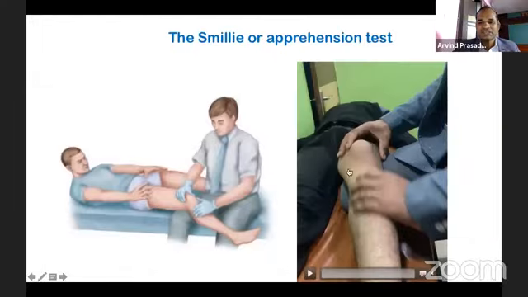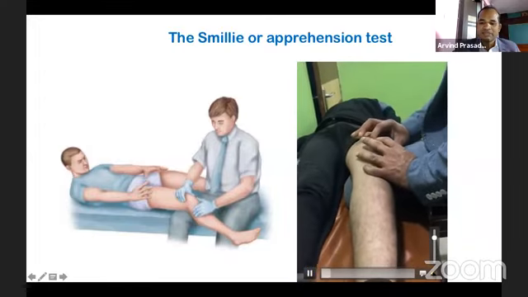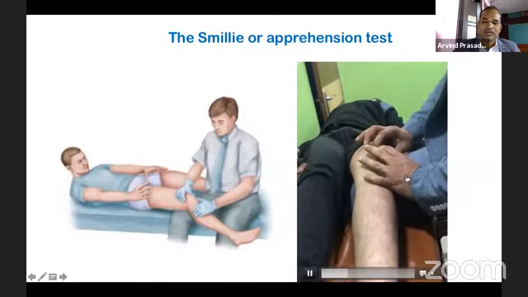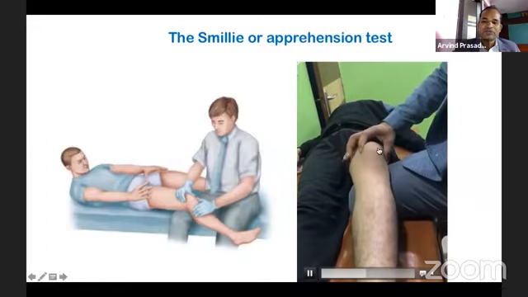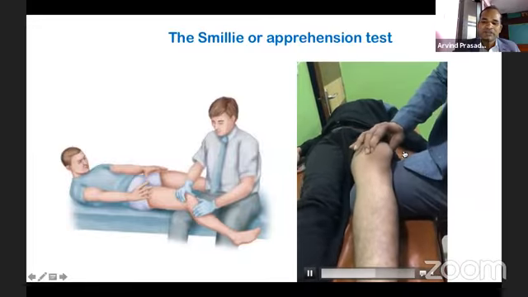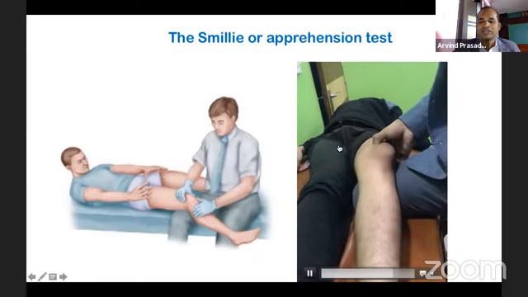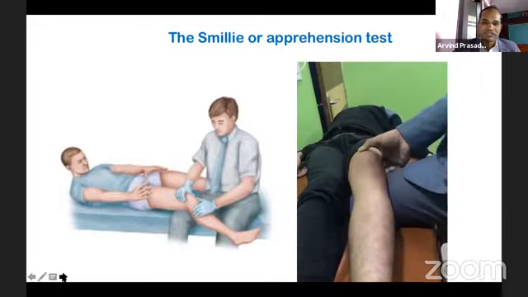The next test is the apprehension test. The knee should be at 30 degrees flexion. That can be done by either putting the thigh under the knee, or then displacing the patella from the medial to the lateral side. When there is apprehension, the patient will have pain, or he will stop you from doing this.